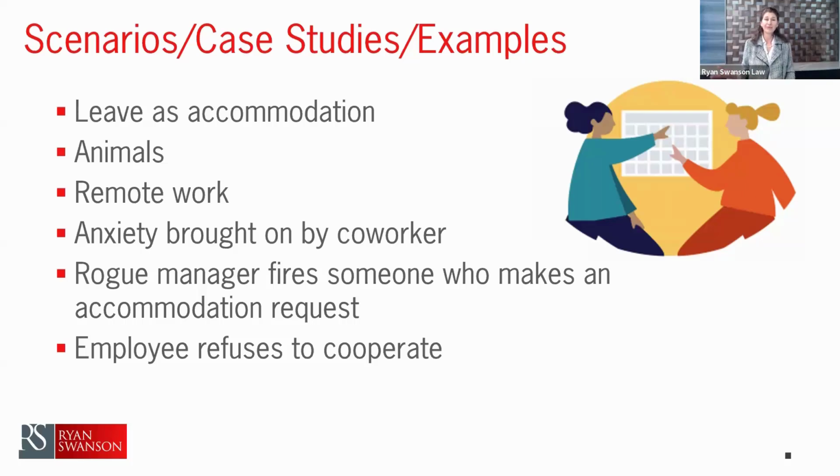How about what I alluded to earlier, a rogue manager firing someone who makes an accommodation request? Try to avoid that with good training processes. Finally, employees who refuse to cooperate, and this does sometimes happen. They may not recognize that they have that obligation to engage with you, and you do want to let them know that they do have that obligation, and hopefully that employee will cooperate. But there is law out there saying, if the employee refuses to cooperate as an employer, there's not a whole lot you can do, and you may not have your feet held to the fire in that case.